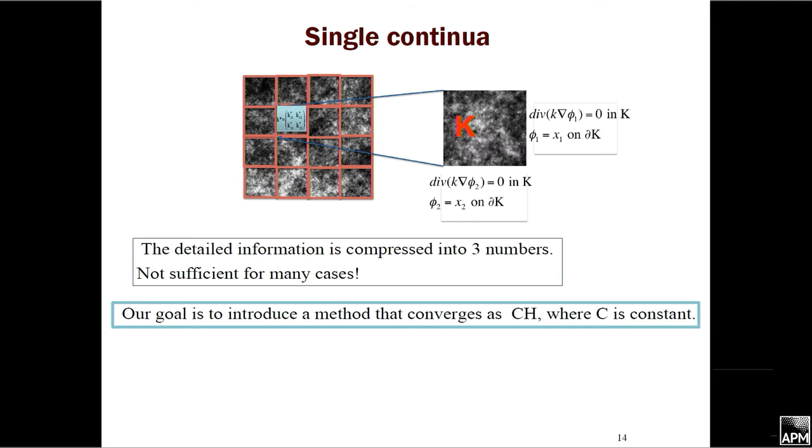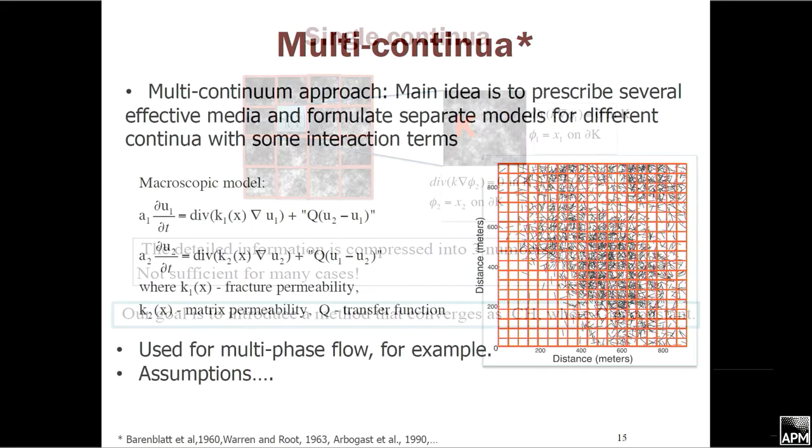So it's basically kind of clear that it's not enough. By doing that, we take all the information inside a coarse block and compress it, in this case, into this 2x2 tensor, 2x2 matrix. This is not sufficient because there's much more there, and we need a way to find the minimal information that can give us a reasonable accuracy.